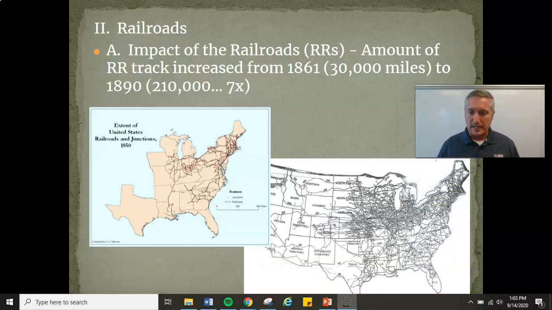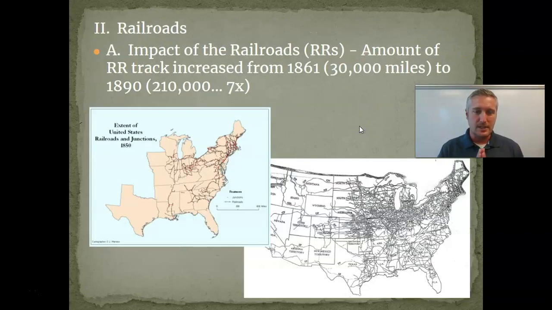I like to show a lot of maps. Again, I'm really big on geography, really demonstrating and explaining how history is shaped. And I think these two maps in particular do a great job of showing you exactly what we're talking about here. So again, the railroads, you look at the impact that the railroads had from about 1861, over 3 decades, less than 3 decades, we laid down 210,000 miles worth of railroad tracks.